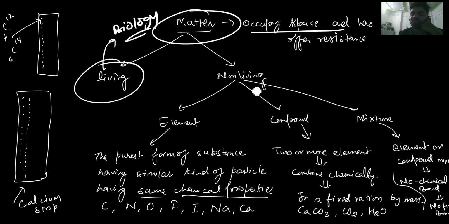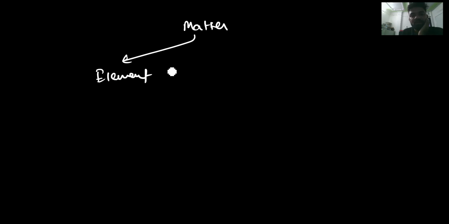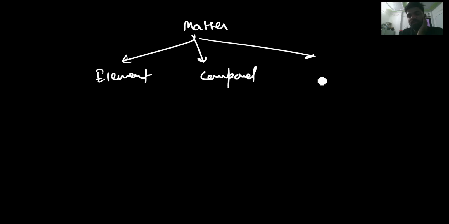Non-living things, you know, are made up of matter. Okay, living things are also made up of matter, but we have divided non-living things into three parts. One is elements, compounds and mixtures. Means we simply say that the non-living matter we have divided into three parts. One is the element, the second one is compound, and the third one is mixtures.